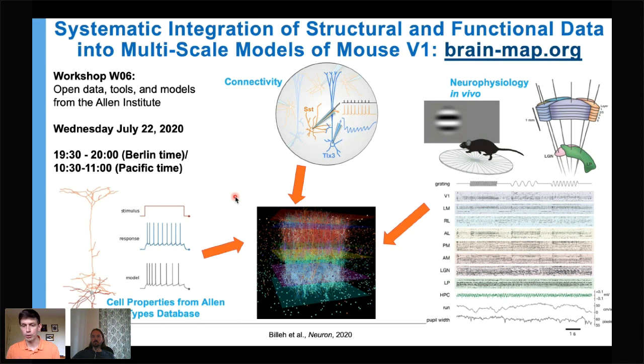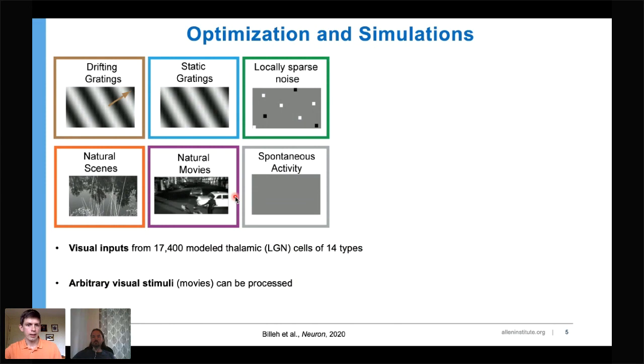And one thing I'll mention quickly here is that the optimization, usually we do the optimization on a very small subset of the data, a very, very specific stimulus, so a particular instance of a drifting grating, but then we test the performance of the model on a variety of different stimuli and different metrics. And so let's talk about that a little bit here.